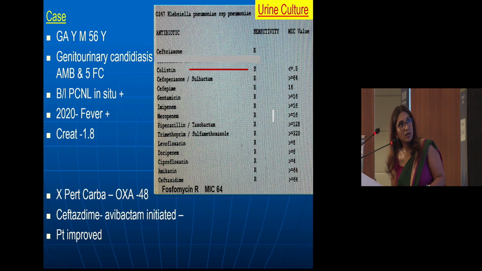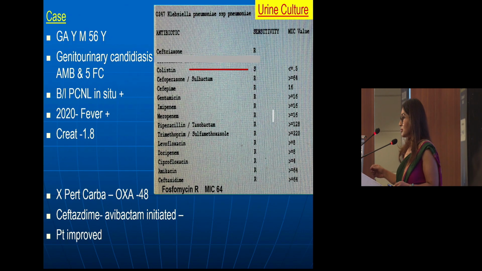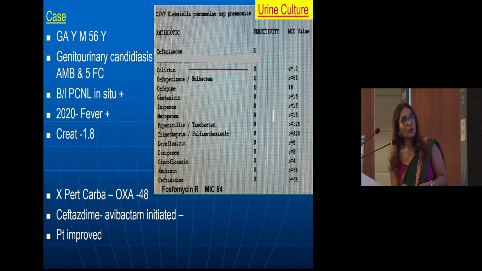Now with this urine culture, what can be done? Which test can be done? We actually performed the Xpert Carba immediately, and this showed OXA-48. So instead of colistin and fosfomycin, and this was way back in 2021, he was initiated on ceftazidime-avibactam and the patient improved.